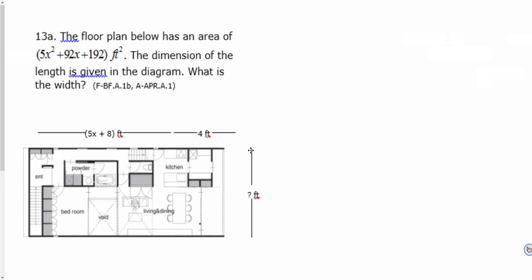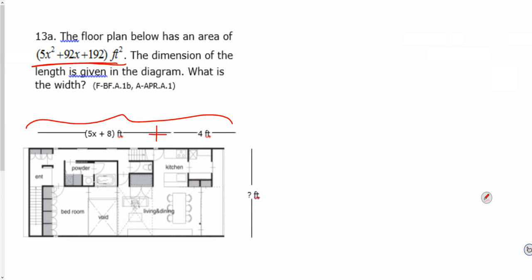Okay, so in this question, they actually tell us what the area of this room is. The area of the room is this thing right here, and they want us to find the dimensions. So what you need to know is, in order to get that area, you have to multiply this entire side by the other side. Now this side right here is broken up into two parts, so we actually have to combine like terms and add everything up.